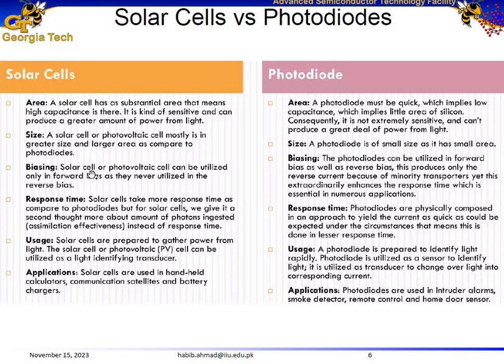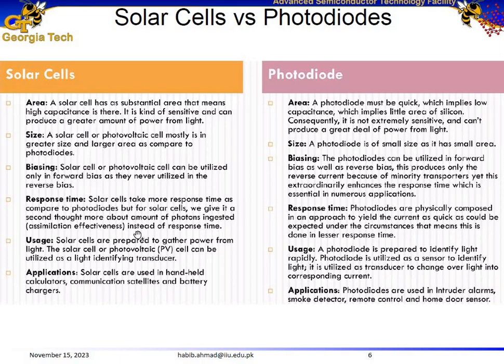Another point is that in solar cells, we don't really bias them. In case of photodetectors, for some configurations, we might need to bias them, like the PN photodetectors and the PIN photodetectors. We reverse bias them so that we can extend the depletion width, decreasing the capacitance, resulting in a smaller response time, achieving higher speed.